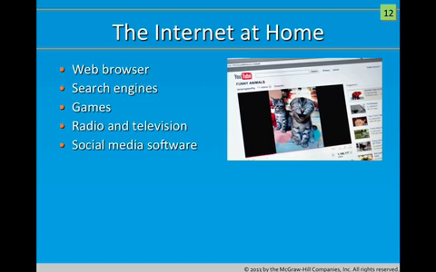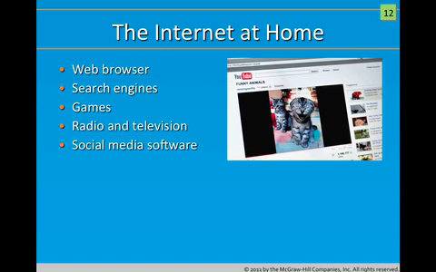Using the internet at home, you need to have a few things in order to be able to access the internet. A web browser is the software that you use as the interface between you and the internet. So examples would be Google Chrome, Mozilla Firefox, Microsoft's Internet Explorer. And most of the ones you choose are based upon your preference. I like Google Chrome. Sometimes it depends on what kind of other software you're using. Not all websites are compatible with all of the browsers.